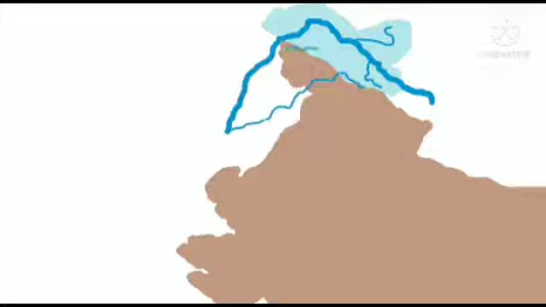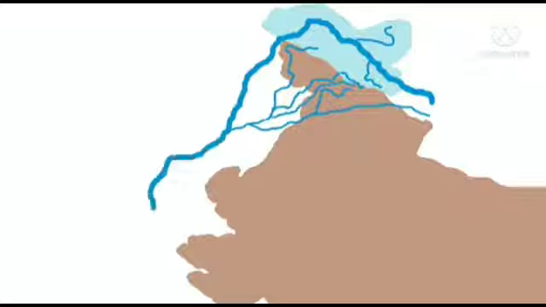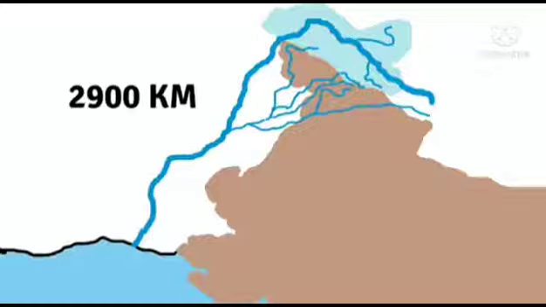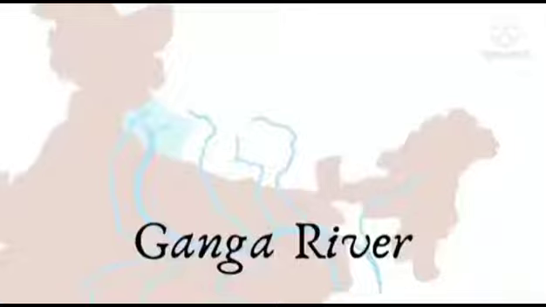Okay, then Zanskar and Shyok and different other tributaries are also flowing. The rest of the part, that is Chenab, Jhelum, Satluj, Beas, Ravi, and then we say 30% of the water is used by India, and the total length is 2,900 kilometers. Then we talk about the river Ganga.